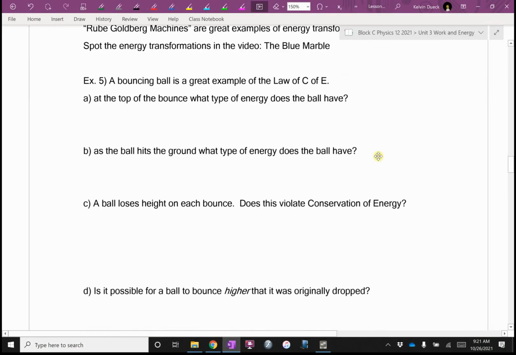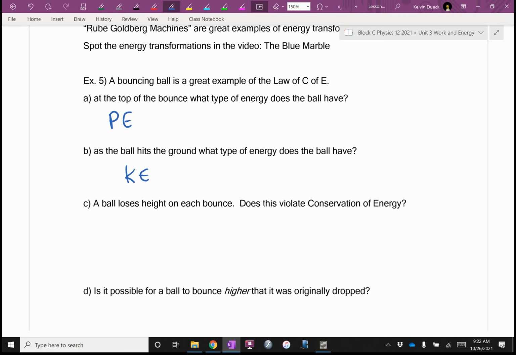Another great example of the law of conservation of energy is a bouncing ball. So if we take a basketball, at the top of the bounce, what type of energy does the ball have? When the ball hits the ground, what type of energy does it have? Now, I've noticed that if I just let a ball bounce, it loses height on each bounce. Does that violate the law of conservation of energy?